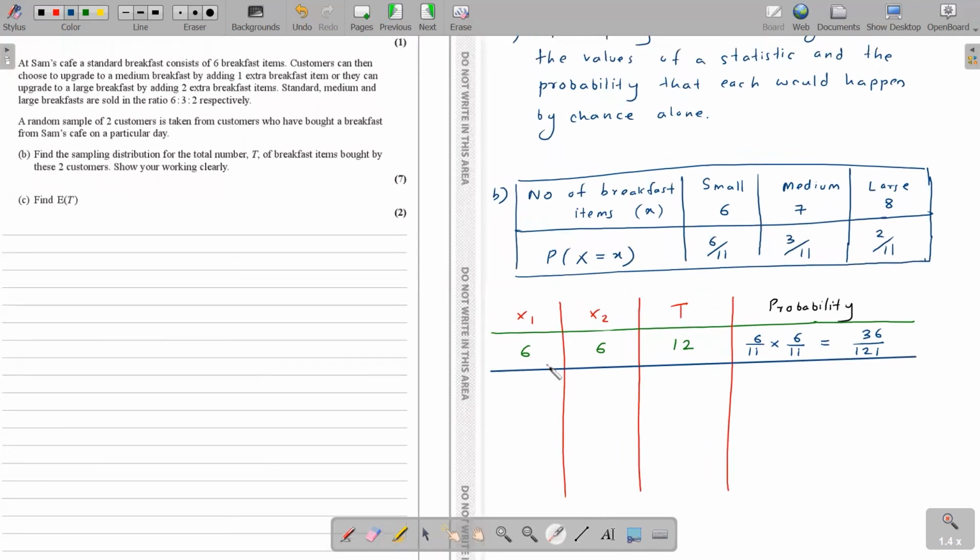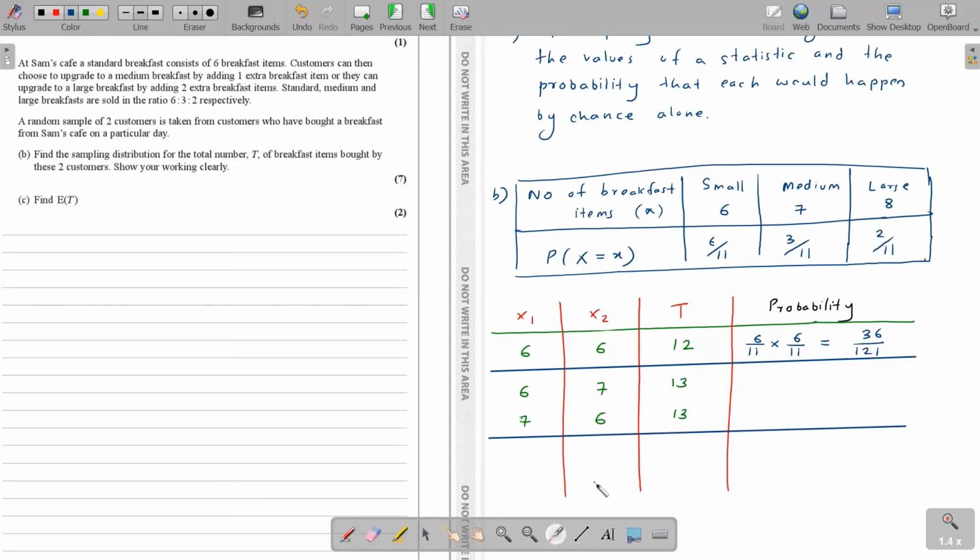Tell me the next one. We can go with what? 6 and 7. So total is how much? 13. By the way, to make your life a little bit easier, you do realize when you take 6, 7, we can also take 7, 6. Because we have to take every single possibility, right? So 6, 7 also includes 7 and 6. Both of them are 13. We can take them together as one bundle and get the probability of both of them together.